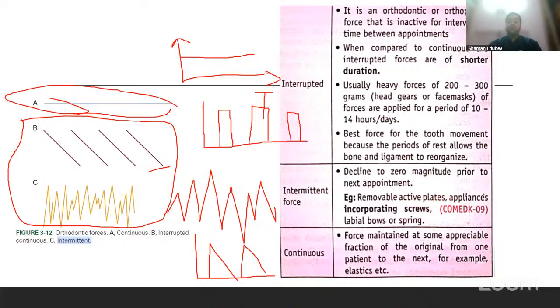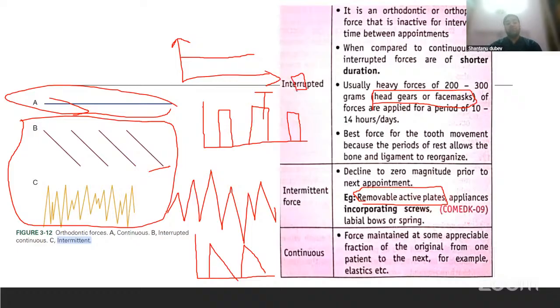So let's understand that whenever you are looking at these two options, interrupted and intermittent, to solve your problem, always remember the example associated. Here they are saying headgear and face mask. So orthopedic. Interrupted is orthopedic. Intermittent, they are saying removable appliance. Always remember, interrupted is not removable. It has R, but not removable appliances.